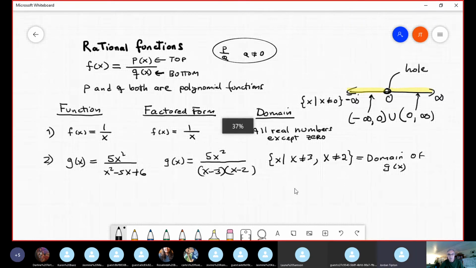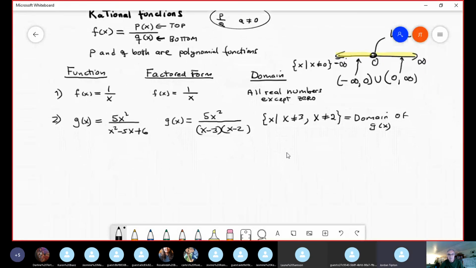Why is that not negative 3 and negative 2? Because 3 and 2 are the values that, when you plug them into the denominator, make it 0. Suppose x equals 3. Then 3 minus 3 is 0, and 0 times 1 is 0. Division by 0 is undefined. This value is completely out of the domain.